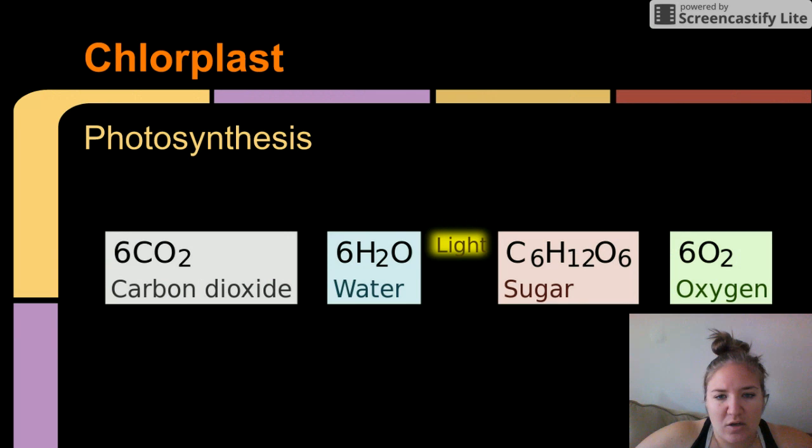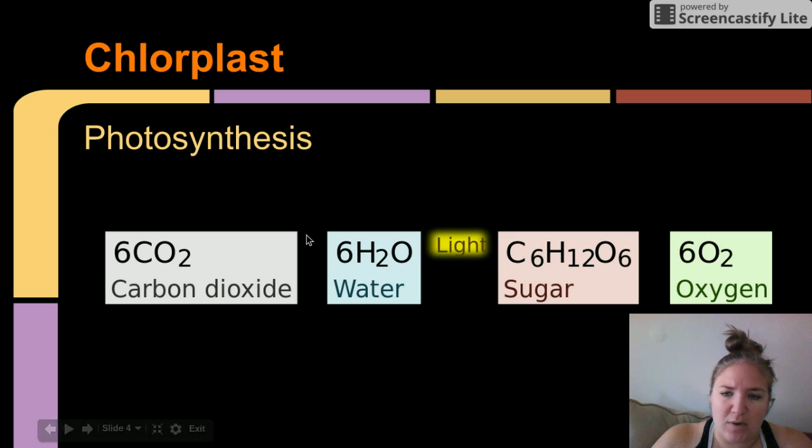So within the chloroplast, like we said, this is where photosynthesis occurs. And how photosynthesis happens is that these plants take up carbon dioxide, which is what we exhale when we breathe. They take up carbon dioxide and they take up water, and then they take this light in, and that's our energy form going in. And from that, they create sugar and oxygen.